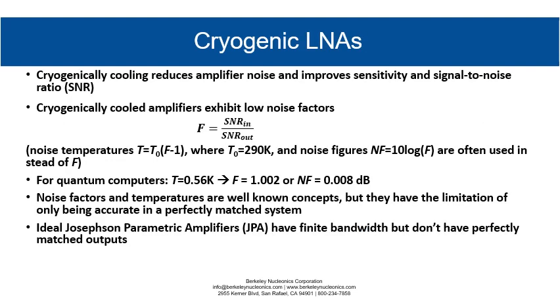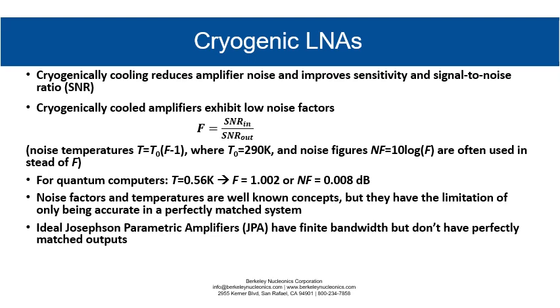When we cool LNAs to cryogenic temperatures, they generate less noise and maintain a high signal-to-noise ratio, or SNR. To quantify the reduction of SNR due to an amplifier, the concept of noise factor is used. Noise temperature, discussed in the previous slide, and the well-known noise figure relate directly to the noise factor. Note that the required 0.56 Kelvin of noise temperature corresponds to 8 milli-dB of noise figure. For those who design conventional room temperature LNAs, these types of noise figures are unheard of, with the typical commercial receiver noise temperature being well over 300 Kelvin, or noise figures of 3 dB.